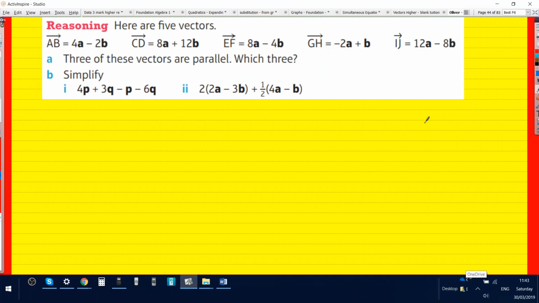CD and GH. No, my bad. But not no. AB and EF. AB and EF. Yeah. Allegedly, there's one more. EF and IJ. Sorry? EF and IJ.